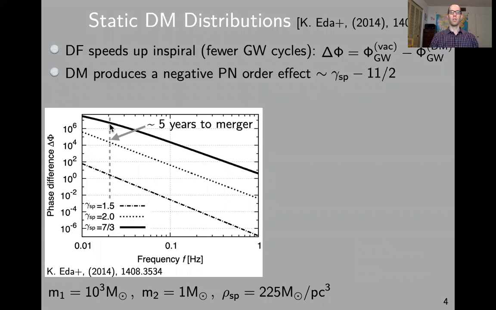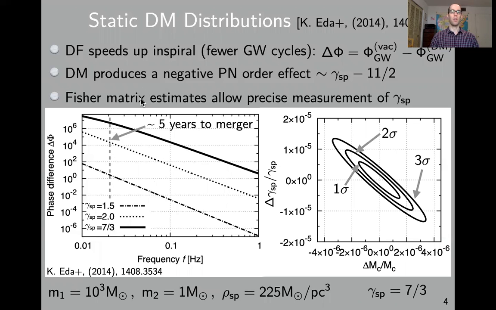And as a result of this, one can ask how well one can measure the parameters of such a system if one has appropriate templates. And Eda performed this exercise for LISA using a Fisher matrix analysis. And they found, not surprisingly, that the chirp mass can be measured exceedingly well because the system undergoes so many cycles, but also because of the very large dephasing effect. For the specific case of gamma equals 7/3, the spike can be measured to a few parts in 100,000, which would be a very remarkable measurement and would allow one to learn a great deal about the distribution of dark matter around the intermediate mass black hole.